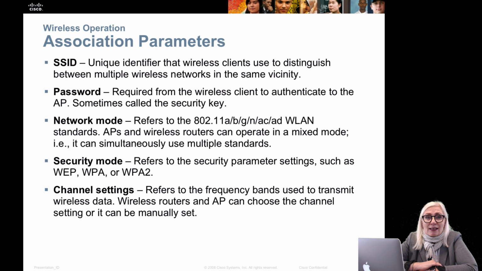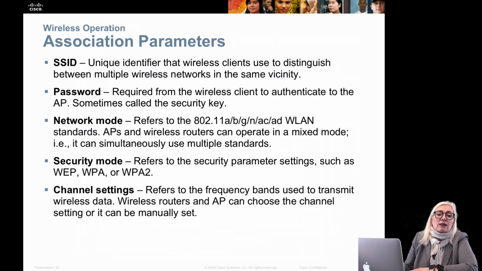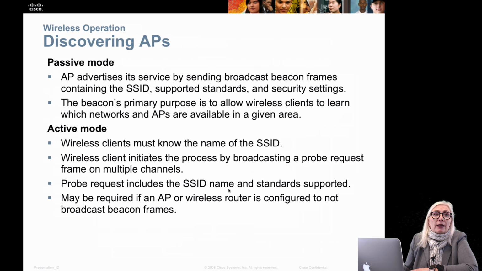The parameters in the association are, for instance, the SSID, which tells us the name of the wireless network. We have the password, if that is required. Sometimes we also use some kind of a shared key for that. The network mode, which refers to the different standards. The security mode, whether we are using WEP, WPA, or WPA2, and the channel settings that tell us which wireless channel we want to operate on.